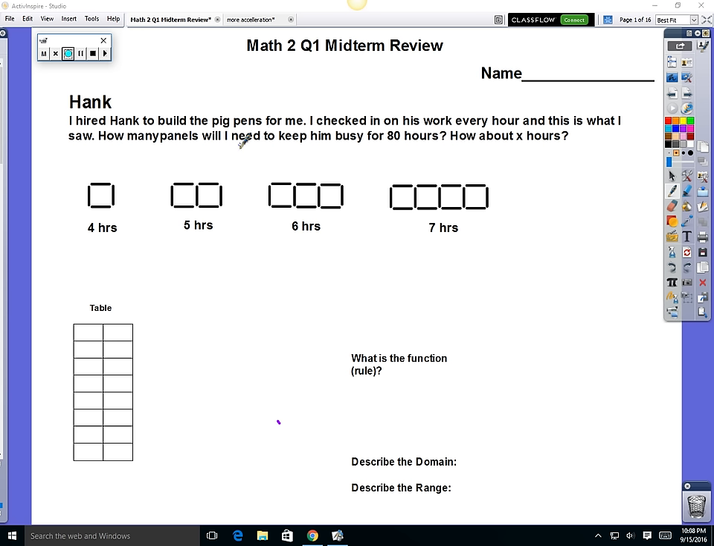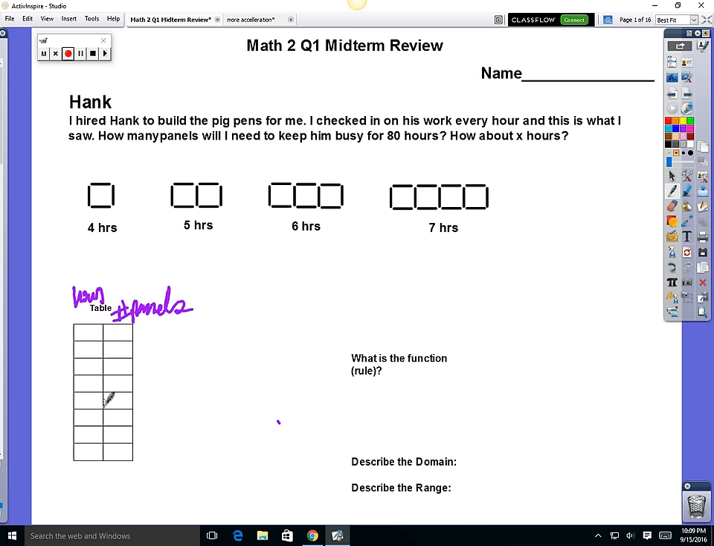So it's something we did the first week of school. You have Hank build pig pens for you. You checked in on his work every hour, and this is what you see. How many panels will I need to keep him busy for 80 hours? How about x hours? So your table would be hours and number of panels.